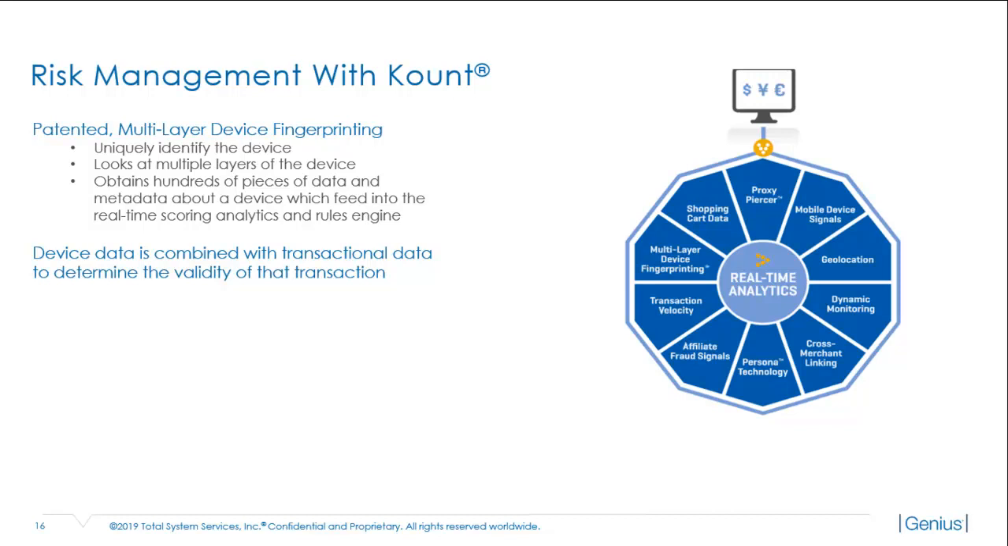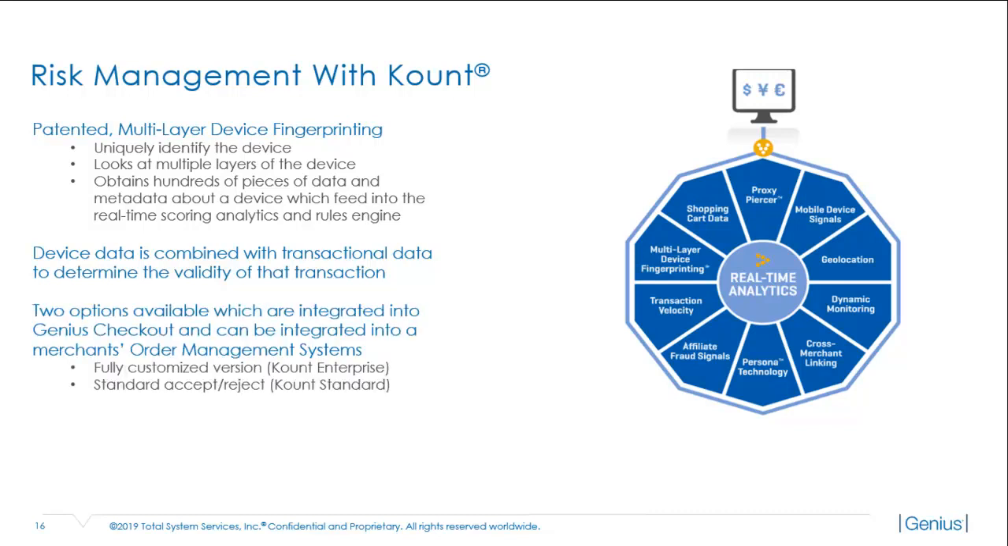Device data is combined with transactional data to determine the validity of that transaction. What this means is that Count's technology will help determine if that transaction is potentially fraudulent or not. There are two options available, which are integrated to the Genius Checkout solution and can be integrated into a merchant's order management system. There's a fully customized version called Count Enterprise, and our standard accept reject offering, which is called Count Standard.